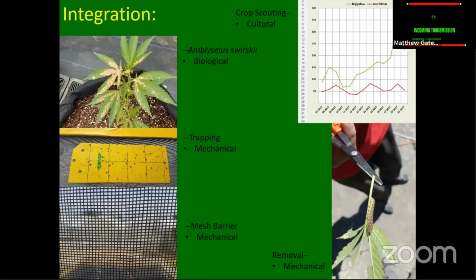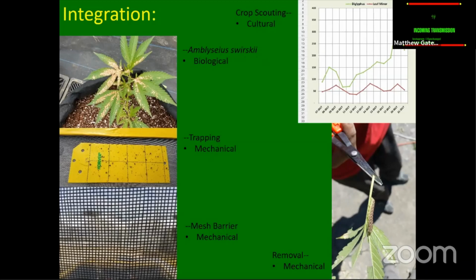The I in IPM is your integration. The key is to integrate all of these different factors together so that you put as many advantages on your side and levy as many disadvantages on the pest side, whether they're an arthropod like an insect or a mite, or a fungal pathogen or a bacterial pathogen. You have to consider all of the possibilities when it comes to getting rid of pests and preventing them, both in a curative way and in a prophylactic way.